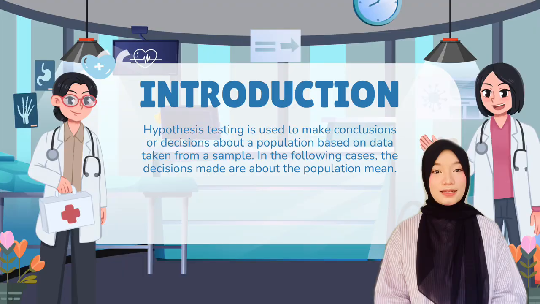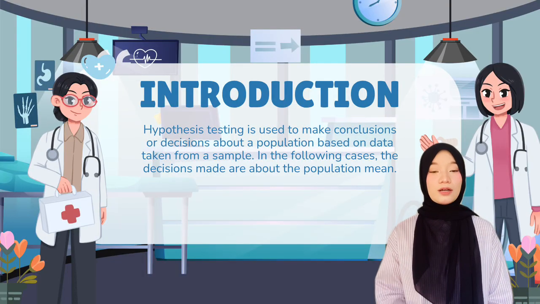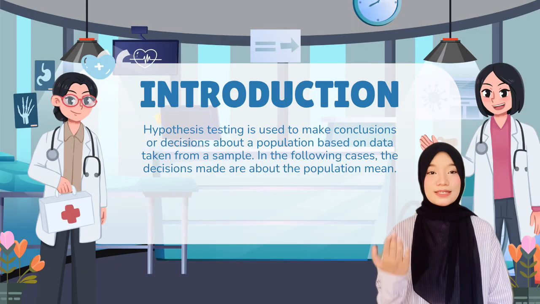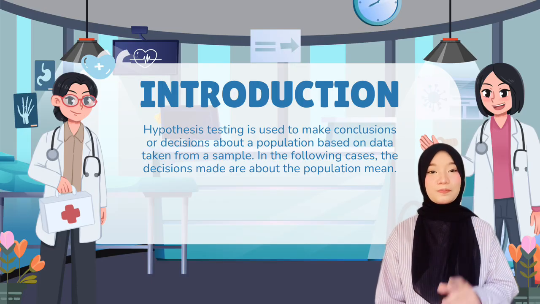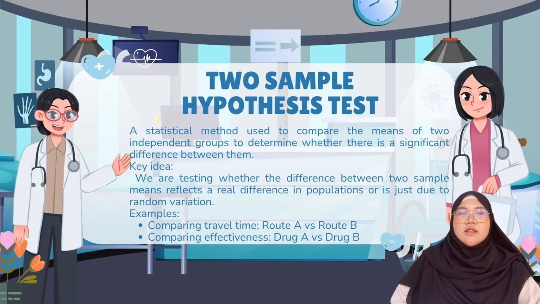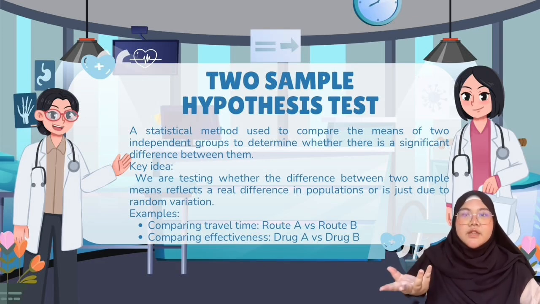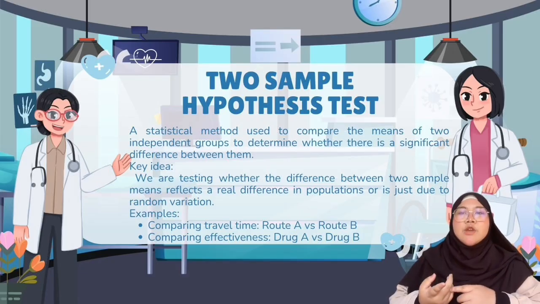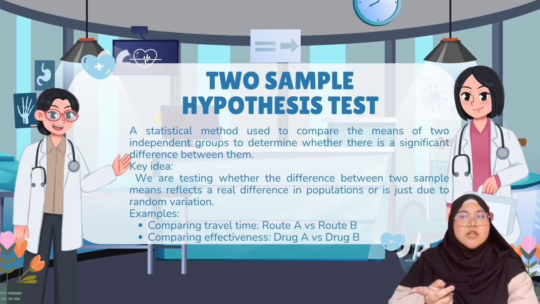For the introduction, hypothesis testing is used to make a conclusion or decision about a population based on the data taken for a sample. In the following case, the decisions are made about the population mean. Two-sample hypothesis test is a statistical method used to compare the means of two independent groups to determine whether there is a significant difference between them. The key idea is we are testing whether the difference between two sample means reflects a real difference in populations or it is just due to random variation.